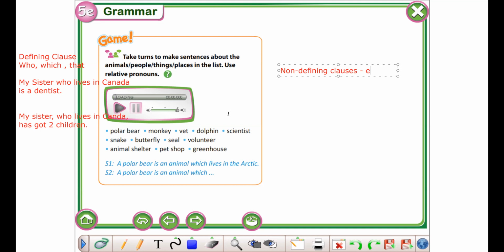Примерът, който ви дадох с моята сестра, е много хубав пример. Тази от двете сестри, която живее в Канада, е зъболекар. Тогава нямаме запетая. Но: Сестра ми, която живее в Канада, има 2 деца. Това е факт, да кажем, аз нямам друга сестра, имам само една сестра. Тогава отново имаме вметнат израз, защото вие имате само една сестра, а не 2. И тогава използваме запетаи, когато имате non-defining clauses.